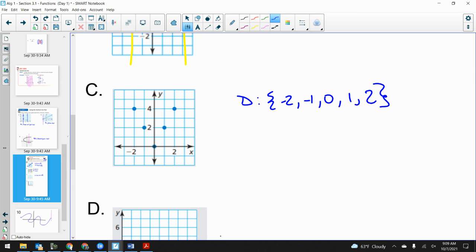Let's talk about my range. Let's talk about my y values. Now, when I look at my y values, I'm going top to bottom, right? So what's my smallest y value that I have here? 0. Okay, my next y value up would be 2. Even though it's there twice, you don't write it twice, because you're just looking at the set of the values. Then I have 4. Again, it's there twice, but you don't write it twice. Those are just the possible output values.